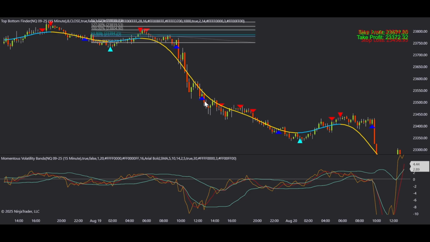Momentum Volatility Bands, we see the red cross back into here. After a strong expansive move, you could have waited for that signal to form, and then maybe just wait for more information as far as another move to the upside or a stronger move to the downside. And then, of course, if you want to just use the Top Bottom Finder, we then see the next signal form here, basically catching the end of this move before another strong move down.